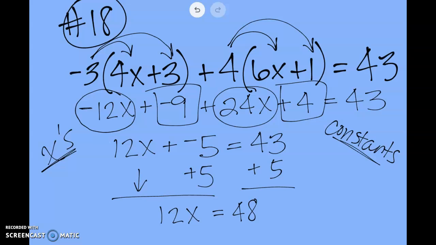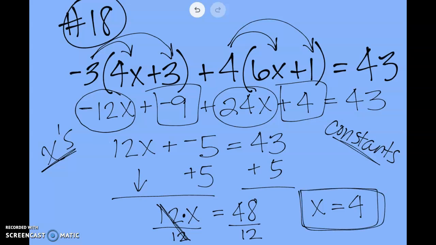And this is 12 times x, so our last step is to undo that multiplication with division. They cancel out over here. I'm left with just x. And 48 divided by 12 is 4. So x is equal to 4.